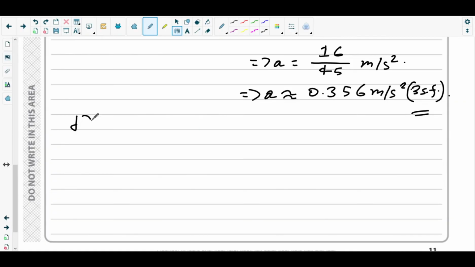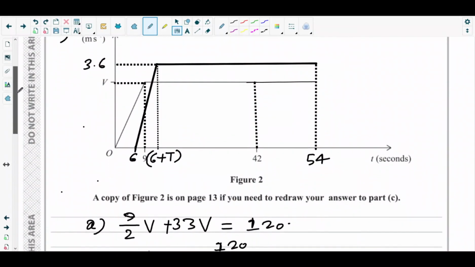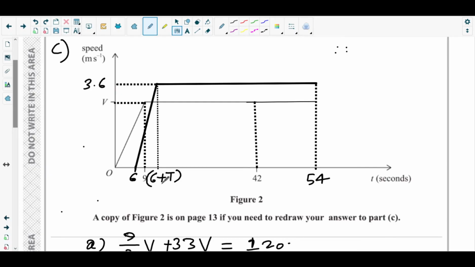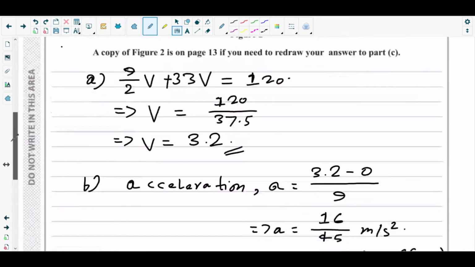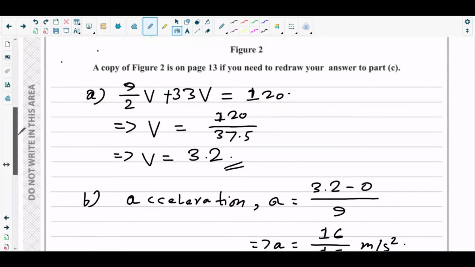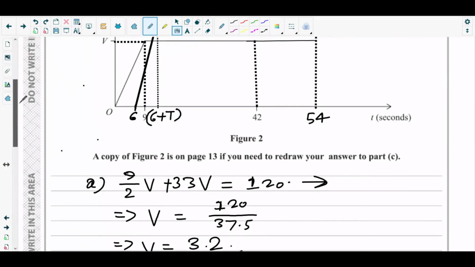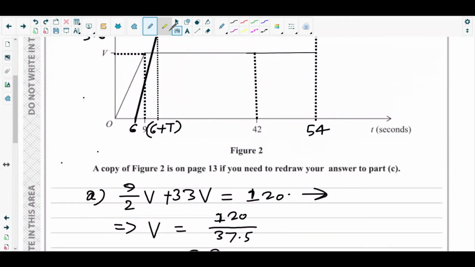For part D, the earlier one was part C. That one, the sketch was for part C. The area under the graph for both cyclists will be equal. So for cyclist P, the total area under the graph would be what? We know that till t equals 42, the total distance is 120. We did this earlier in part A. So till t equals 54, we need to consider this area, right?